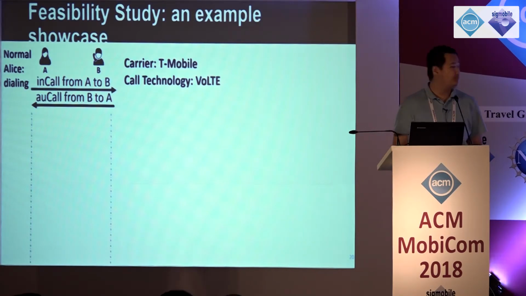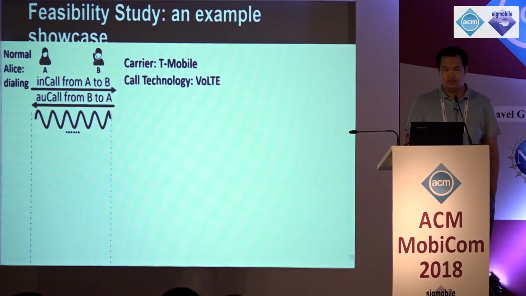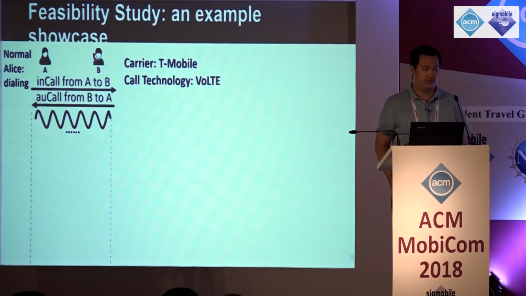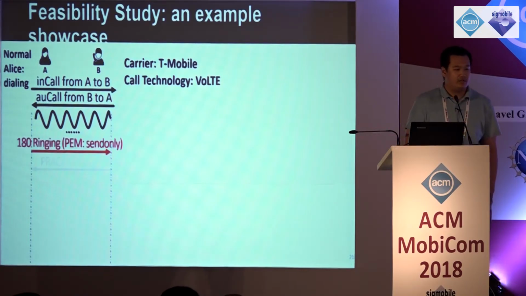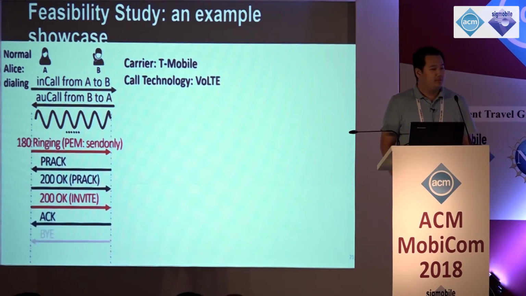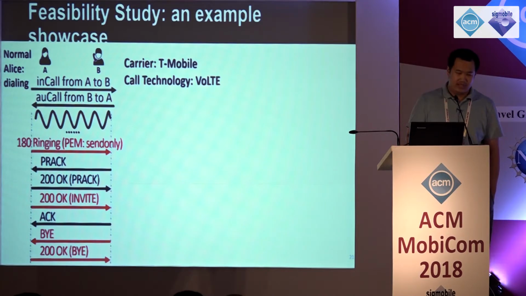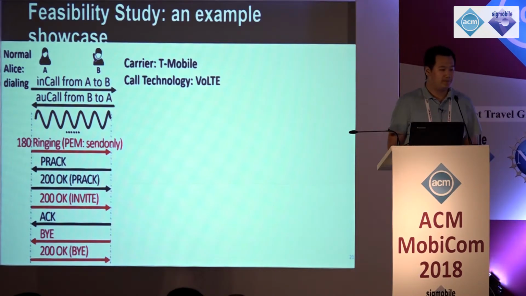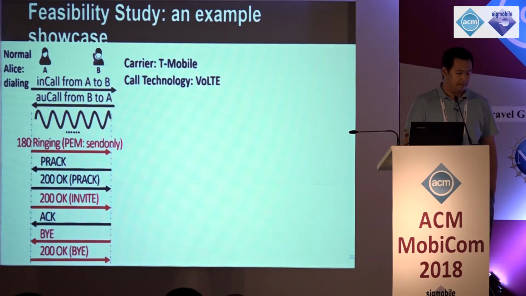So let's see what we observed on Bob's side. First, there are some common signaling messages which are used for all SIP calls. Then Bob will see a 180 Ringing message. Bob will also see the 200 OK INVITE as a response to the INVITE message, to indicate that the call session has been established. And Bob will send a BYE message to end this call.